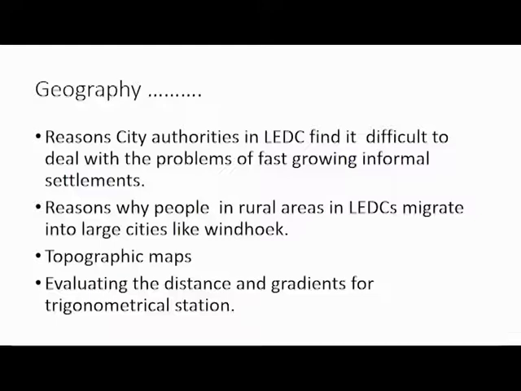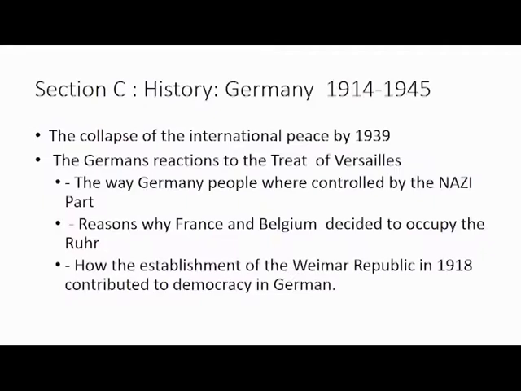Reasons city authorities in less economically developed countries or LEDCs find it difficult to deal with problems of fast-growing informal settlements. Reasons why people in rural areas in less economically developed countries migrate into large cities like Windhoek. Topographical maps, evaluating the distance and gradients for trigonometrical stations.